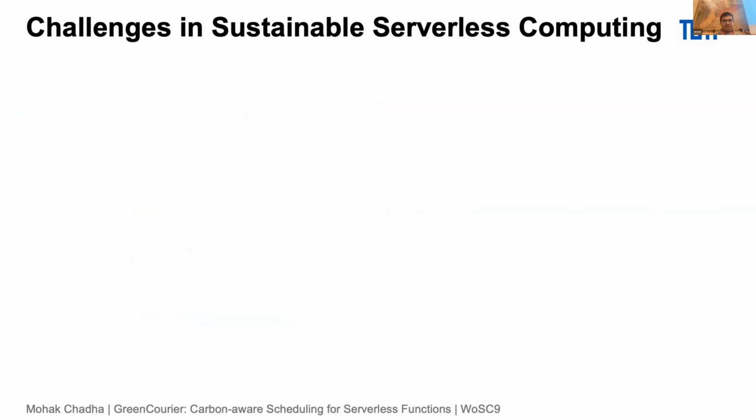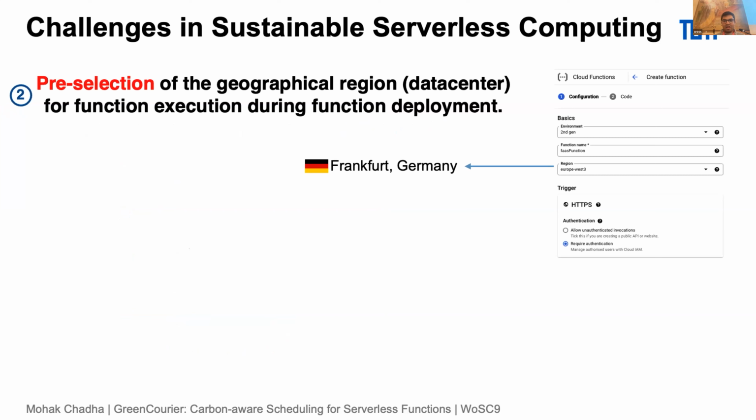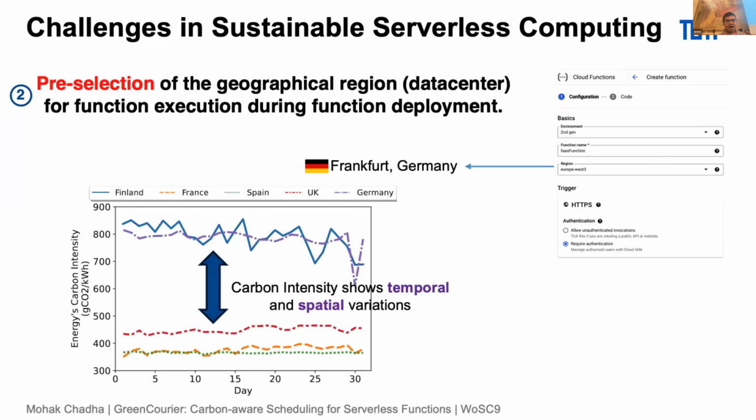Another challenge is that the geographical region or data center for serverless function deployment is pre-selected in all commercial FaaS offerings. As a result, the varying carbon intensities, that is grams of CO2 emitted per kilowatt hour of energy produced for the different geographical regions, are not considered for function execution.